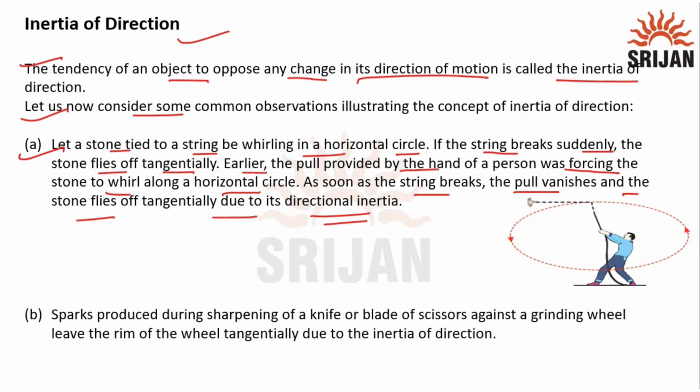But as soon as the string breaks, the pull vanishes and the stone flies off tangentially due to its directional inertia. Also, the sparks produced during the sharpening of a knife or the blade of scissors against a grinding wheel leave the rim of the wheel tangentially due to what? The inertia of direction.